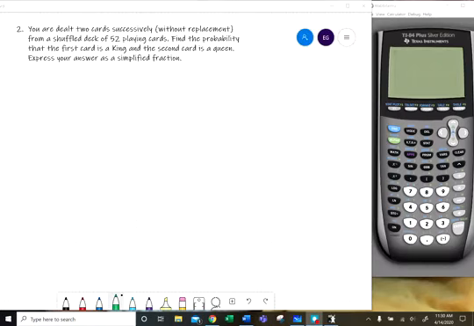Okay, so find the probability that the first card is a king and the second card is a queen. And we want to express our answer as a simplified fraction. So we have two events here. Event A comes first. The first card is a king. And event B, the second card is a queen.